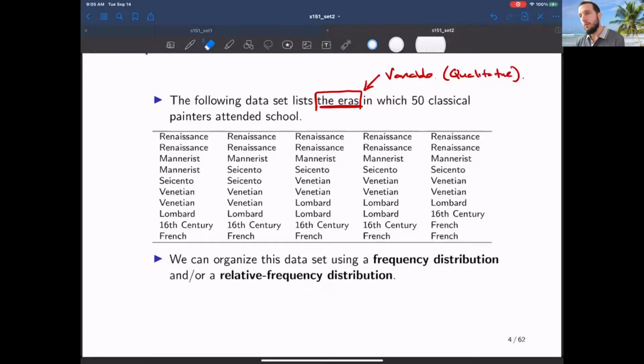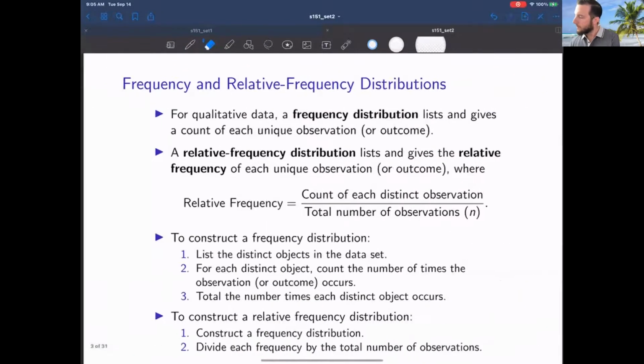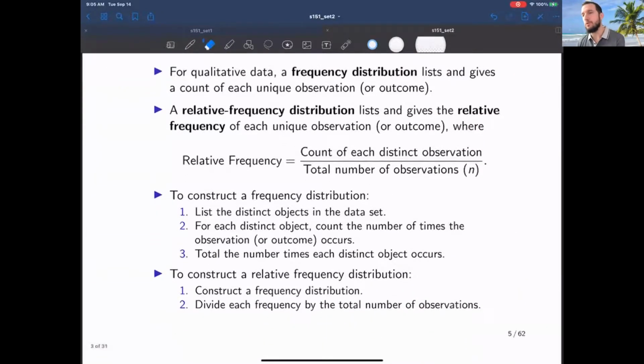Okay, so we're going to talk about ways of organizing and describing a qualitative data set. The following techniques are going to be appropriate when working with qualitative data. The first set of techniques that we're going to look at are the construction of what are called a frequency distribution and a relative frequency distribution, both of which are quite easy to build. The frequency distribution is simply a list that gives a count of the number of unique observations in the data set.